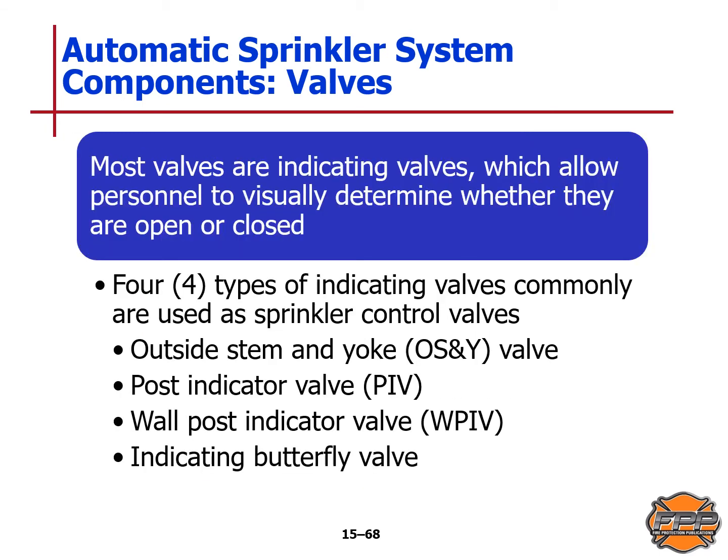Most valves are indicating valves, which allow personnel to visually determine whether or not they are open or closed. There are four types of indicating valves commonly used as sprinkler control valves. You have the outside stem and yoke, OS and Y valve, the post indicator valve, the wall post indicator valve, and an indicating butterfly valve.